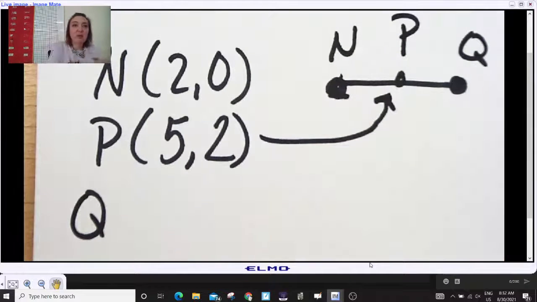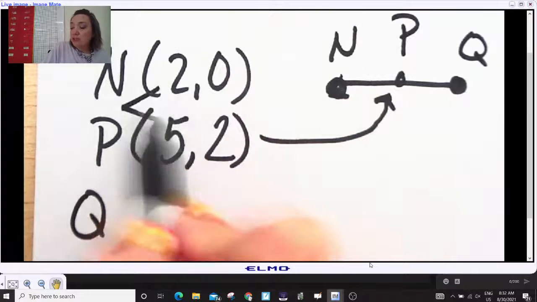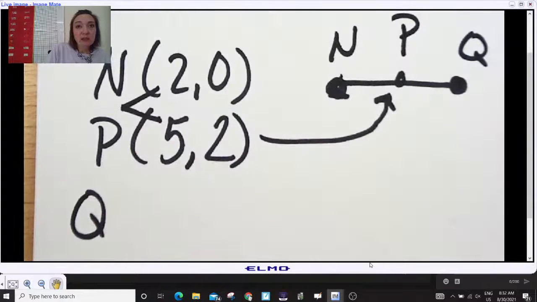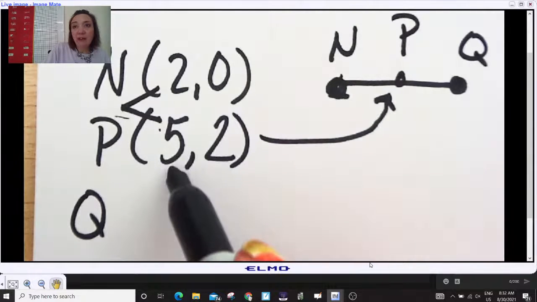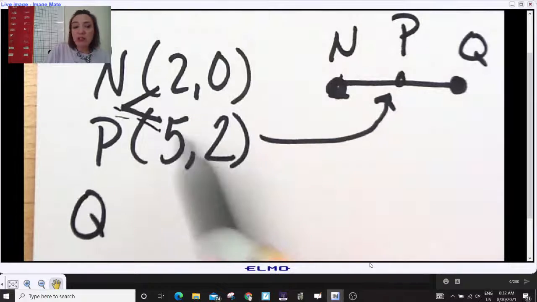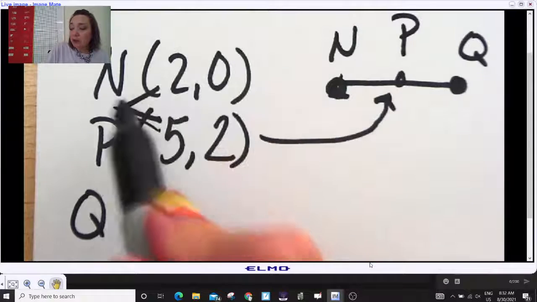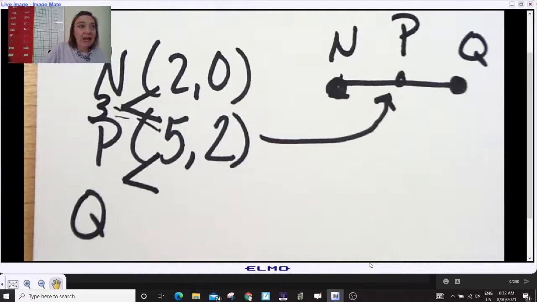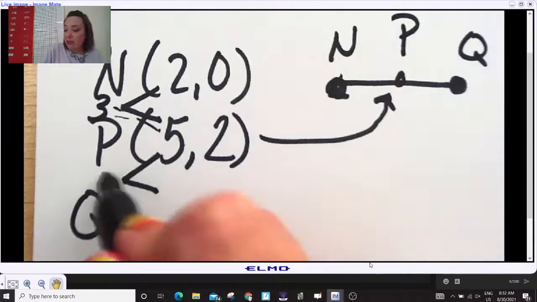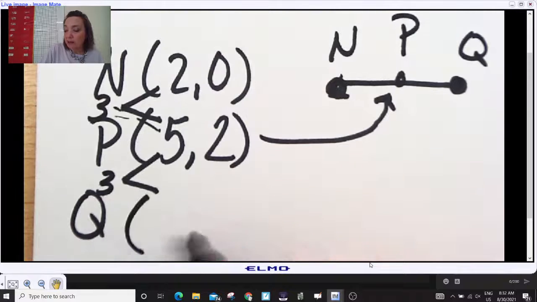It is our midpoint. Y'all, this is one of the easiest things to do, and yet students every year think this is super hard, but it's really not. All you have to do is look at the difference between this, and whatever that difference is, add it onto that. So what's the difference between 2 and 5? 3. So guess what we have to do to get to the next point? Add 3.